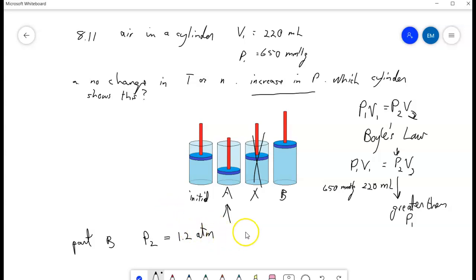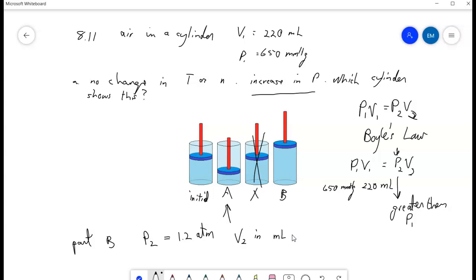What is the final volume, V2, in milliliters of the cylinder? You see where I got that? Those are your givens. P2 is 1.2 atmospheres, but V2 is what you want, and they want it in milliliters. So we've got V1 in milliliters, so we're good there. We've got pressure 1 in millimeters Hg and pressure 2 in atmospheres.